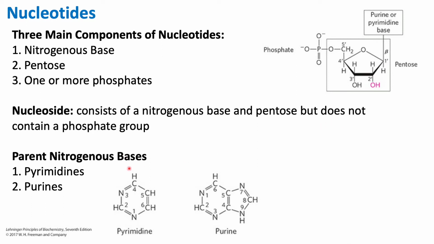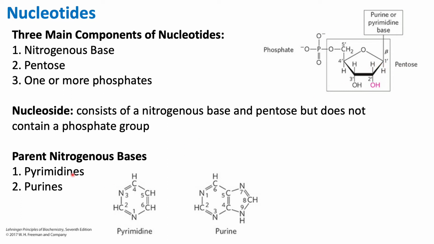Now, there's another term that we often confuse, and that is nucleoside. Now, the difference between nucleoside and nucleotide is that within a nucleoside, we do not have a phosphate. So when we only have our sugar and our base, that is a nucleoside. Once we attach our phosphate, it becomes a nucleotide.